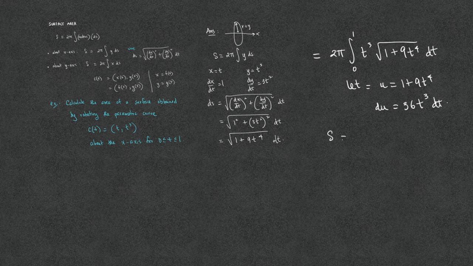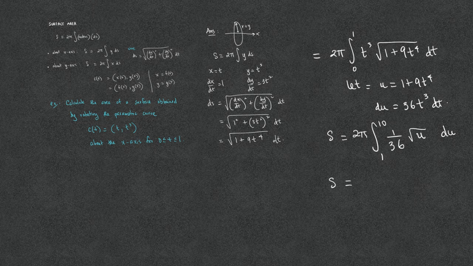Thus the surface area is 2 pi. In terms of u, the lower limit of integration is now 1 plus 9 times 0, which is 1. The upper limit of integration is now 1 plus 9 times 1 to the fourth, which is 10. t cubed dt is now 1 over 36 du, and the square root of 1 plus 9t to the fourth is now the square root of u.